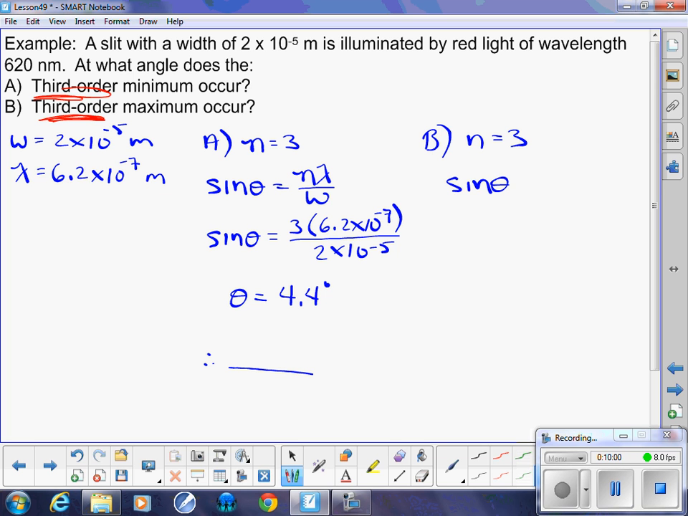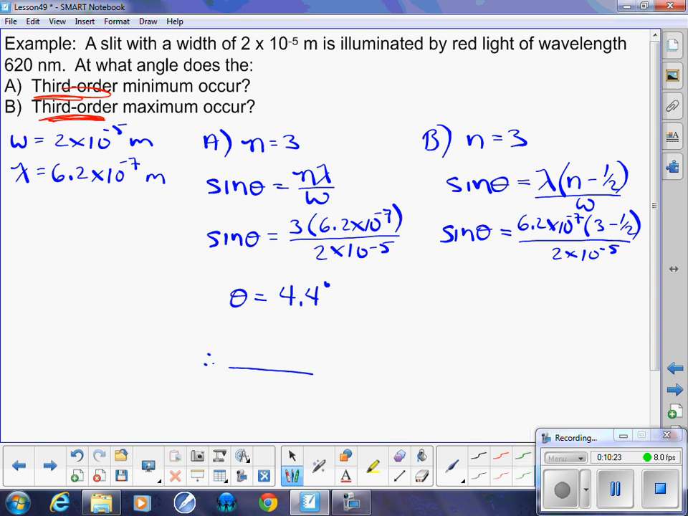Sine theta, the key here is because it's asking for maxima, you need to pick the correct formula. So that's lambda (n minus 1/2) over w. So it's just picking the right formula. Once you have that, it's just an exercise in calculator work. 6.2 times 10 to the negative 7, 3 take away 1/2, over the 2 times 10 to the negative 5. Make sure your calculator's in degrees when you're calculating this. And we get 5.3 degrees. All right, straightforward, using that formula to calculate your angle.